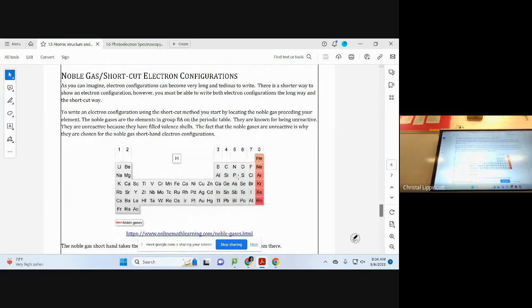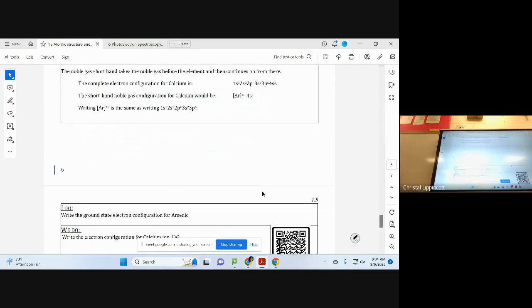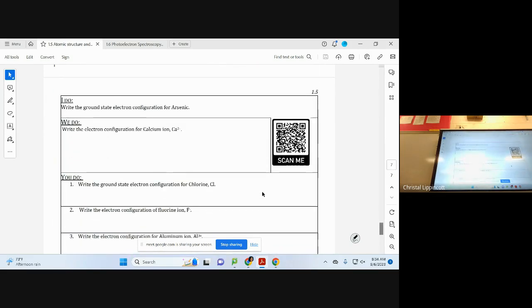We also have the shortcut where you can go to the previous noble gas. If this is the noble gas, if this is what you're identifying as argon, you've got to go all the way back to neon then. Right? So you have to go back to the previous noble gas and you put that in brackets and then you start off from there. It's like taking your ladder up. All right, arsenic. Find arsenic on your lovely periodic table.